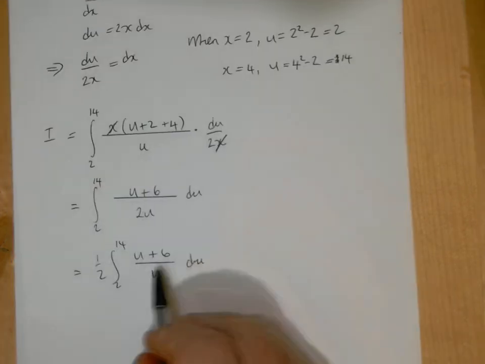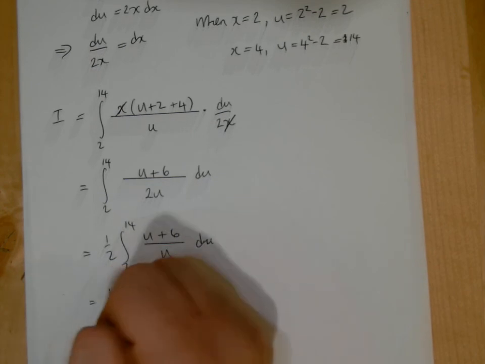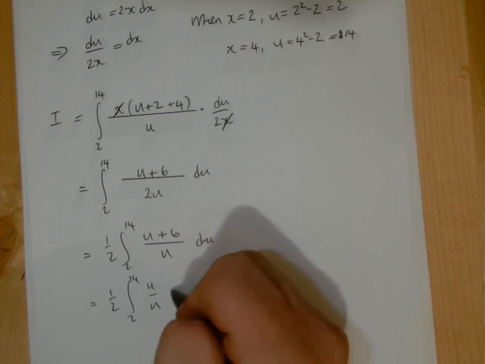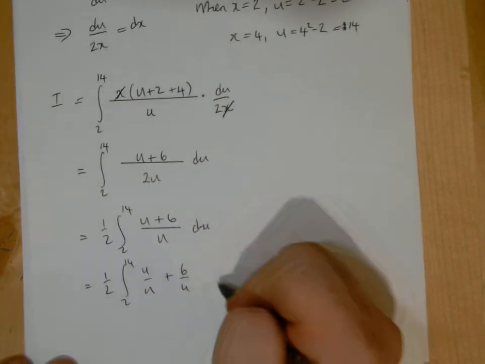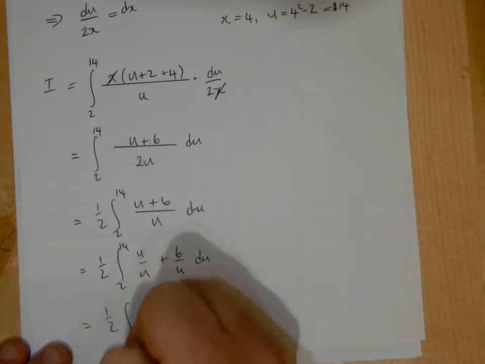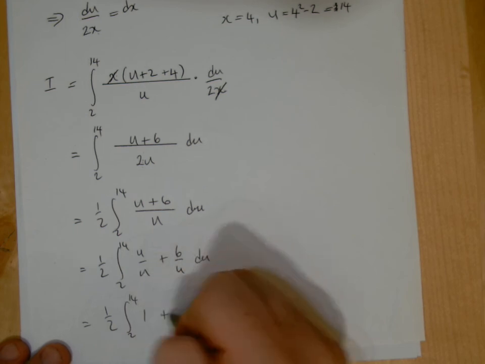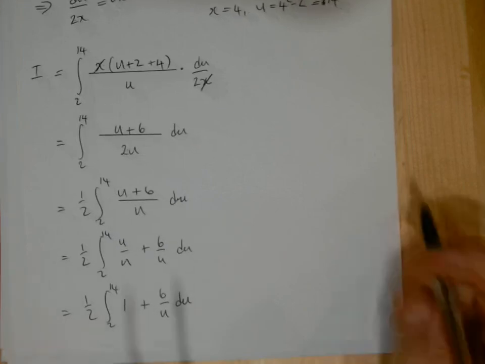And then remember, when you divide by a single term, you can split that up. So this becomes the integral of u over u plus 6 over u. Divide each term separately by u. So this becomes 1 half, 2 and 14, u over u becomes 1, and 6 over u we'll keep as it is.